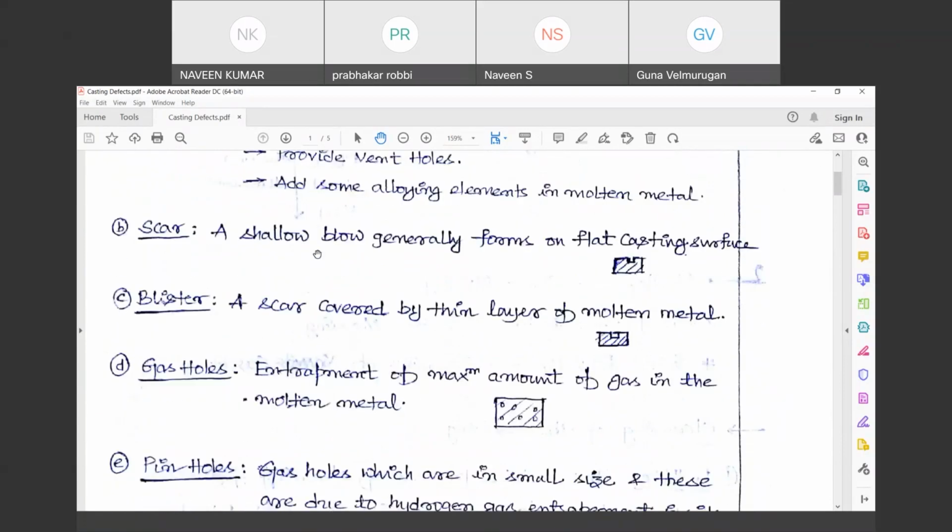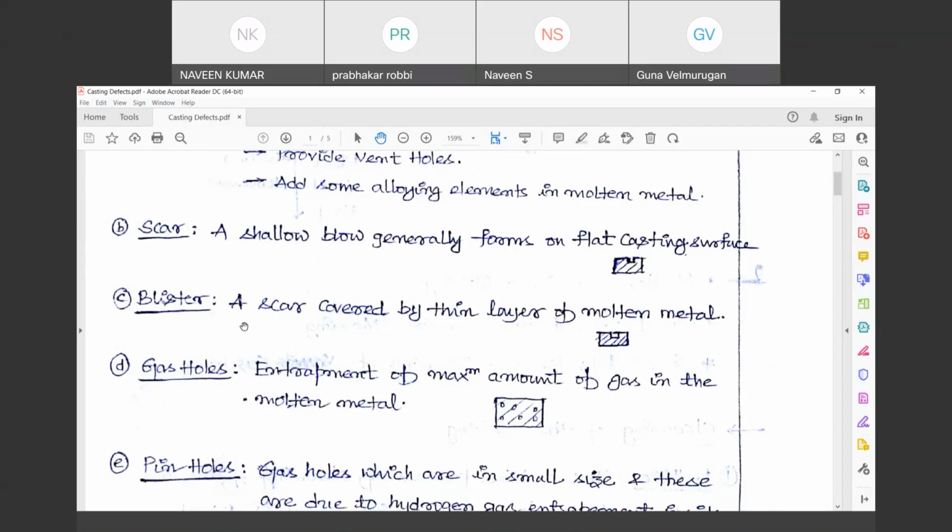Next, scar. What is scar? I can give you an analogy. Let's say you are playing cricket, or running here and there, and you fell down onto the ground. Because of that, you got some scar. You got some injury, right? It is very fresh, so that you can see the skin inside. Like that, a shallow blow generally forms on the flat casting. This is a small injury where you can see the inner flesh, if your body is getting heated.